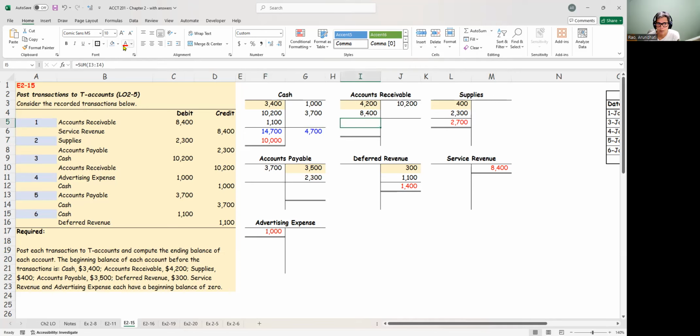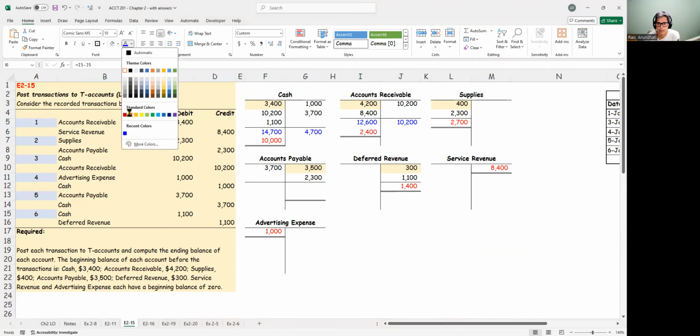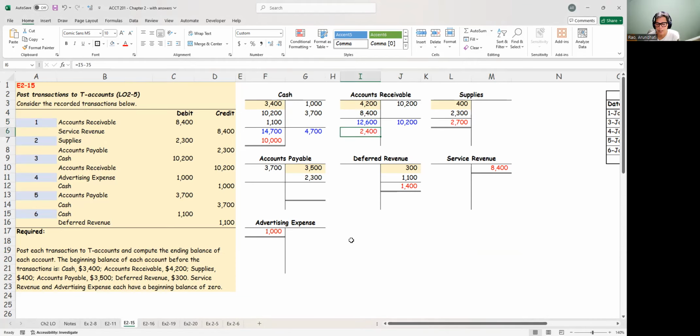Accounts receivable. Let's add up the debits, add up the credits. Credits, there was only one number, but still put that down so you know that these are the two numbers you need to now take the difference. Again, on this side, take the difference and put the amount, that's the balance, 2,400.